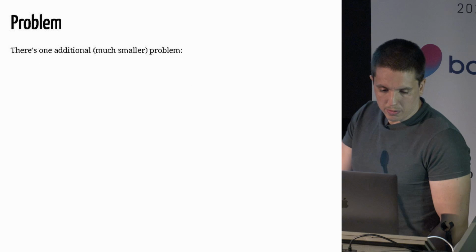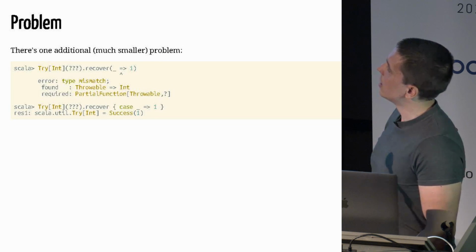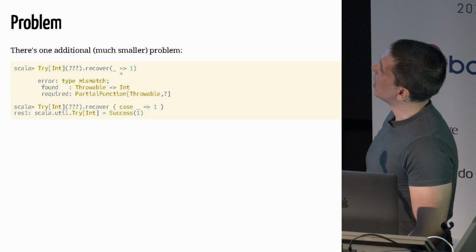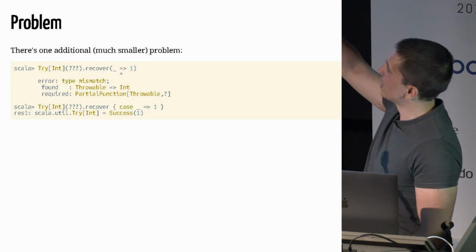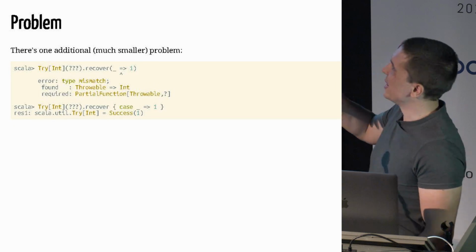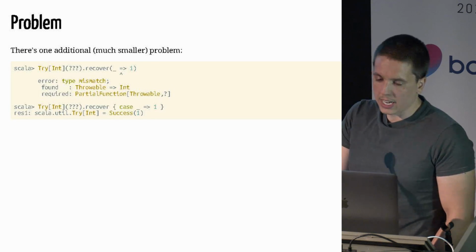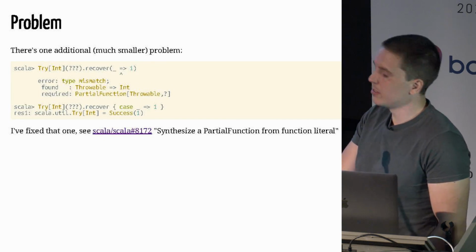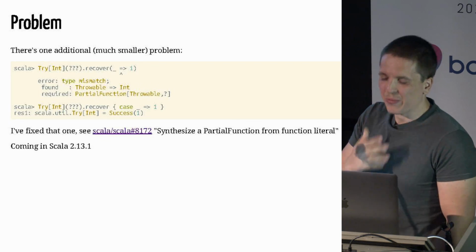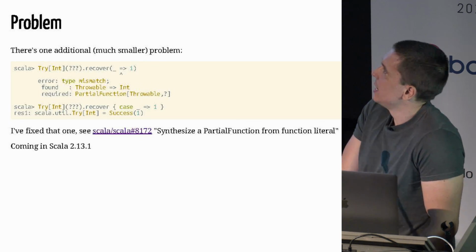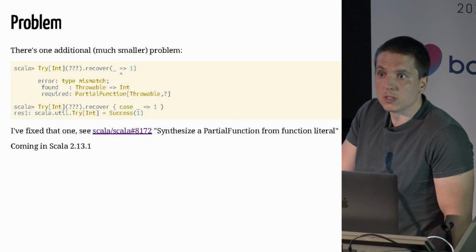There's a small additional problem, which is the opposite effect. So recover here takes a partial function, and I have a function that I want to use as a fallback. I can't use a very straightforward fallback because it takes a partial function, and function one being the supertype, it doesn't type check. But it's much smaller than the other problem. I've actually fixed this one. I put a pull request in a few months ago, and it's coming in 2.13.1. It's useful if you use a lot of partial functions, either in the standard library or in Akka, they use a whole bunch. So this will be solved.